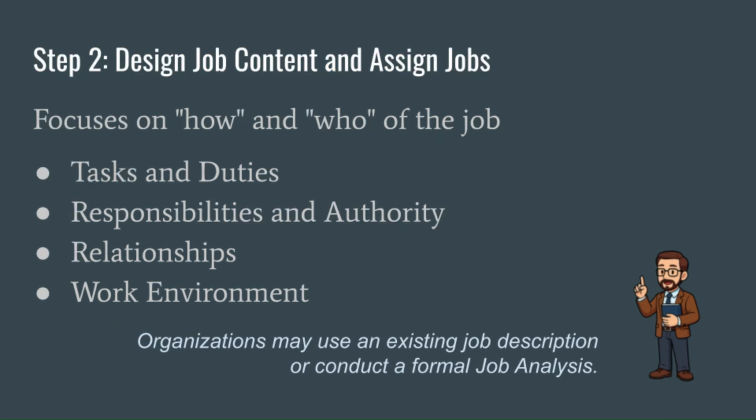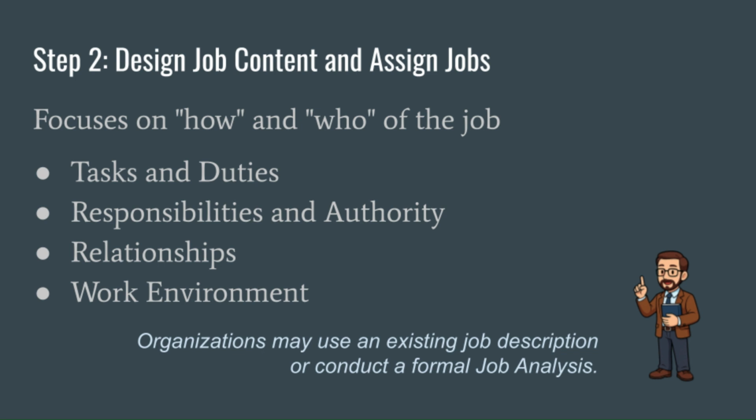Step 2. Design job content and assign jobs. This step focuses on the how and who of the job, ensuring the work is both engaging and effective. It focuses on 4 main sections. Tasks and duties, what specific activities the job holder must perform. Responsibilities and authority, what decisions or outcomes they are accountable for. Relationships, who they work with, superiors, subordinates, coworkers. Work environment, the physical and social conditions under which the job is performed.